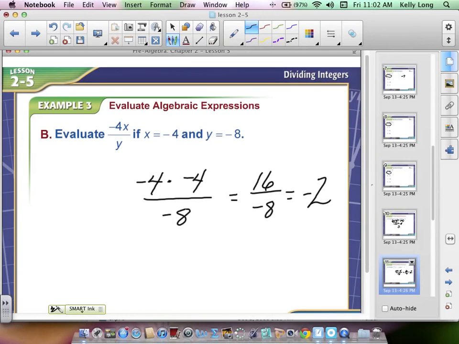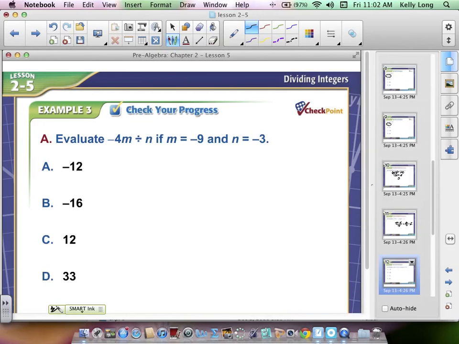Okay? All right. One more here. Do this problem and then come back and check your work. All right, so let's plug in what we know. Negative 4 times negative 9 divided by negative 3.